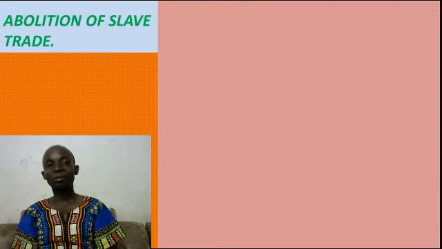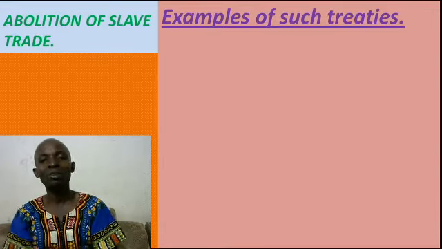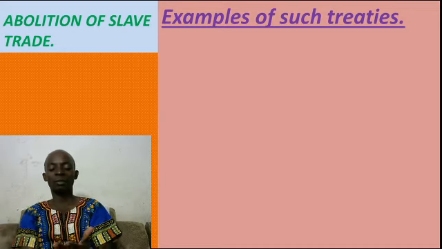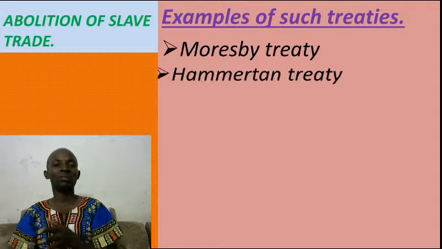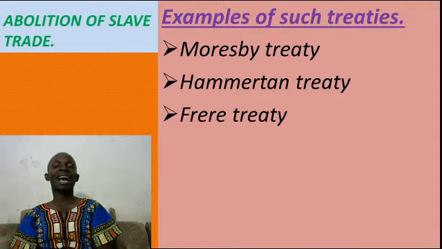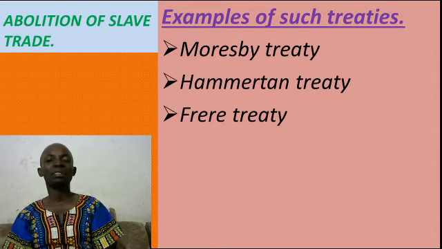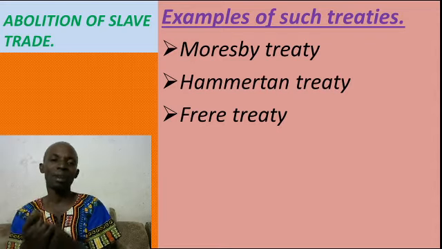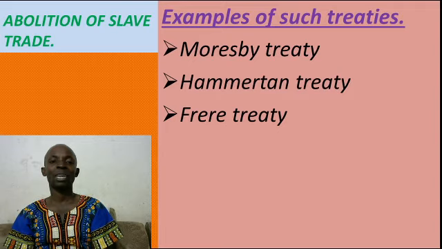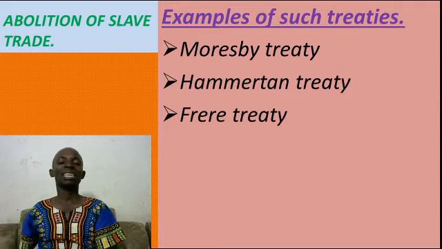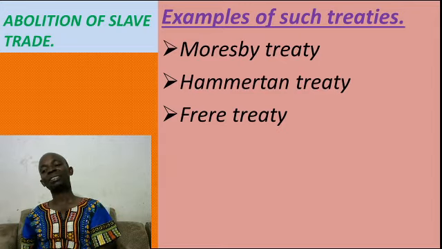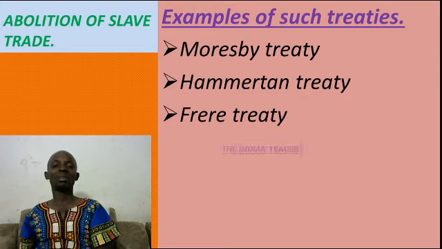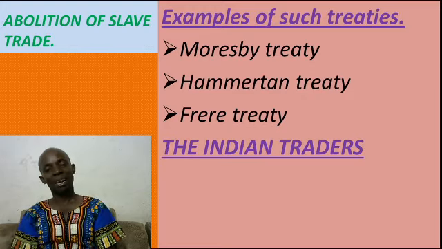However, it was not easy to stop slave trade. Let us look at the examples of treaties signed. One of the agreements that were signed, we had the Moresby Treaty, the Hamerton Treaty, and the Frere Treaty. These were agreements signed to stop slave trade. Those were the slave trade abolition treaties signed in East Africa. They were signed in Kenya, Tanzania, the coast, with the leaders of the Arab traders.